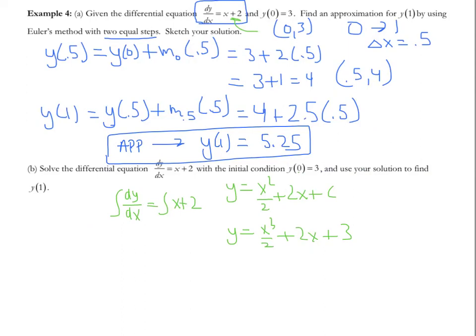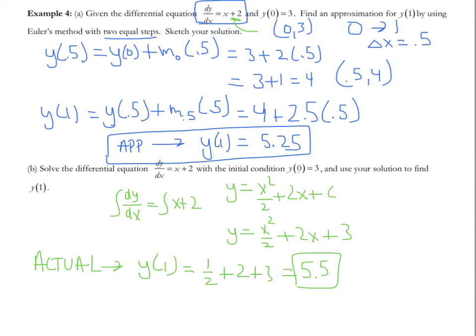And now it's asking us to use our solution to find the actual value. So this y of 1 that we're getting ready to find is the actual value. What we found in part A was the approximate value. So let's go ahead and plug in 1 and let's see how close we get. All right, this should actually be a squared right there. So 1 squared is 1 over 2, and 2 times 1 is 2 plus 3, and we end up getting 5.5. All right, not bad. Our approximation was 5.25. Our actual solution is 5.5.